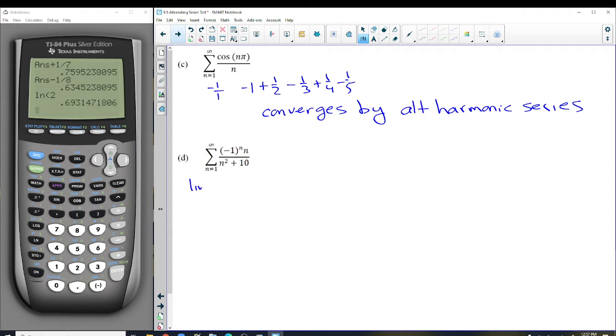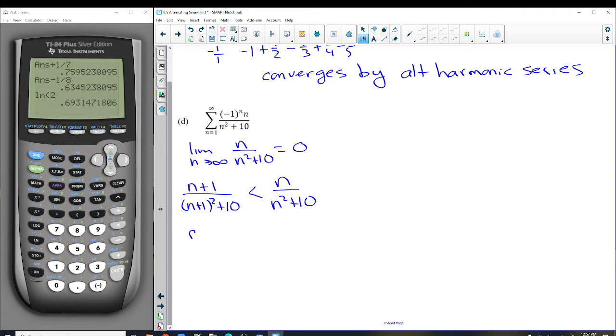Here we have the limit as n approaches infinity of n over n squared plus 10, which is equal to 0. The denominator is winning the race to infinity, so the fraction goes to 0. But is n plus 1 over n plus 1 squared plus 10 less than n over n squared plus 10? If the numerator is changing and the denominator is changing, it's hard to tell if this is actually a decreasing sequence or not.